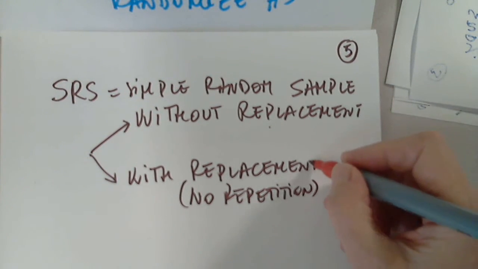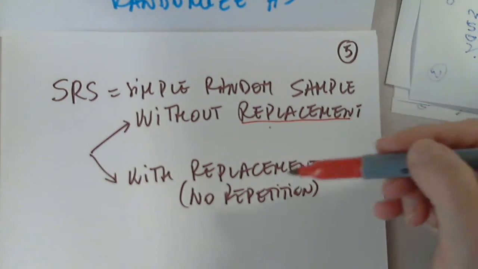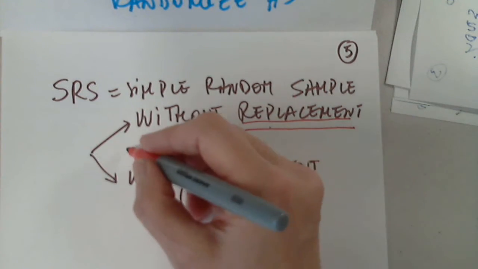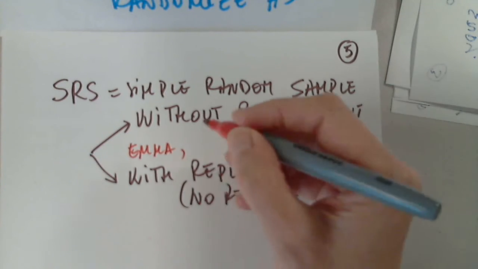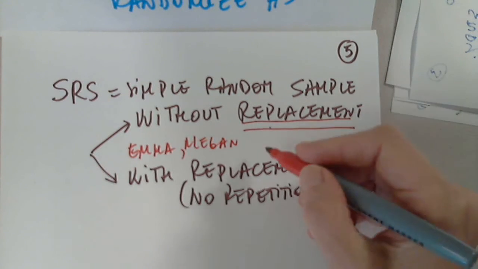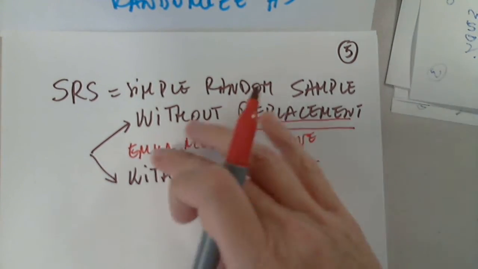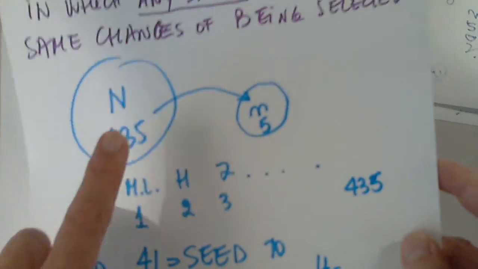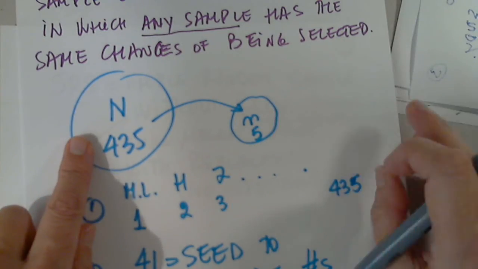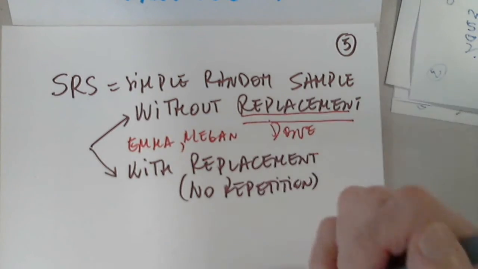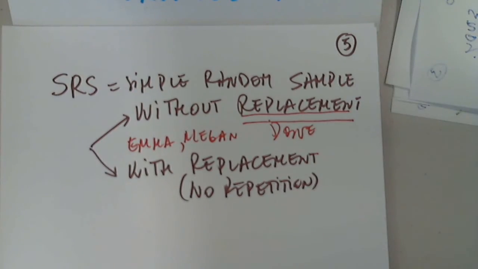So, without replacement or without repetition, it means that if I select Emma in the sample and Megan in the first sample, they cannot be selected again. Done. If they were selected, I'm not putting them back into the population. I selected them, I took them out of the population. It's without replacement. With replacement, I select Emma and Megan, but I put them back when I select again the next group of 5 if I want to. So that is with replacement.